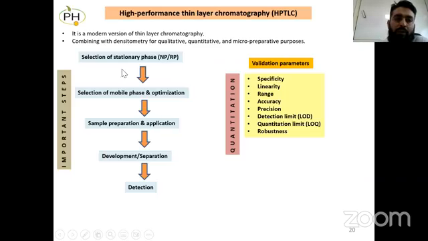So you have to select a stationary phase, either normal phase you are going for, or a reverse phase. Then you have to select the solvent, which is known as mobile phase, and optimize it with different proportions. And also the solubility of the samples must be in a particular solvent, so you can generate a fingerprint. And after development, you can detect the compound.